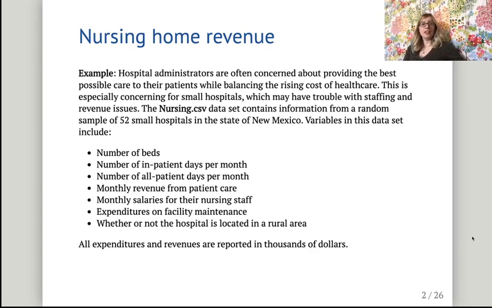The data set that we're looking at has to do with revenues from nursing homes. Nursing homes are especially concerned with the cost of healthcare and balancing these revenues. The nursing.csv dataset contains information that was collected from a random sample of 52 small hospitals in the state of New Mexico. Variables in this dataset include the number of beds, number of inpatient days per month, number of all patient days per month, monthly revenue from patient care, monthly salaries from their nursing staff, expenditures on maintenance, and whether or not the hospital is located in a rural area.